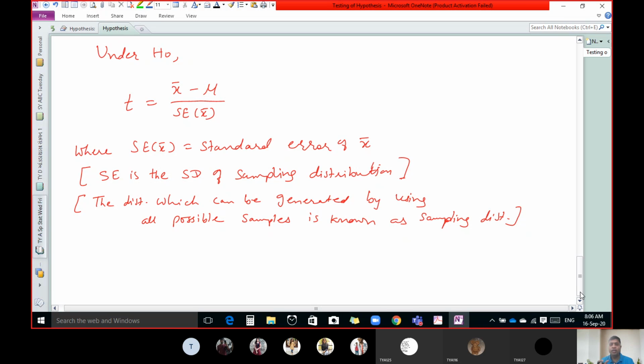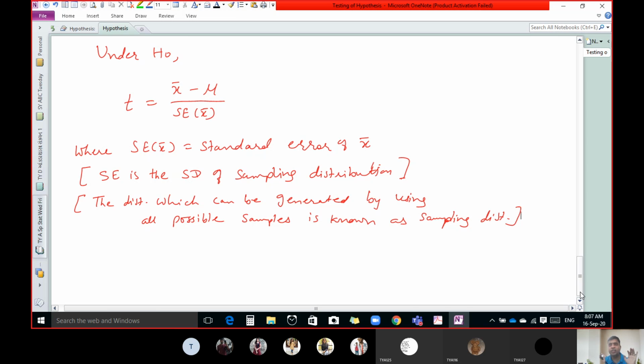Let us say we want to find the standard error of x bar. So find the average of each sample, and then find the standard deviation of those average values. That standard deviation is known as the standard error.